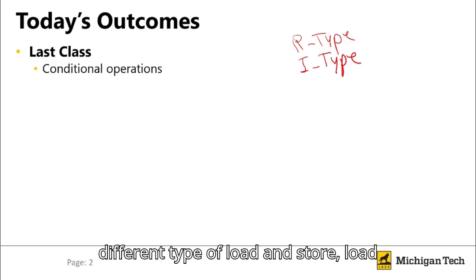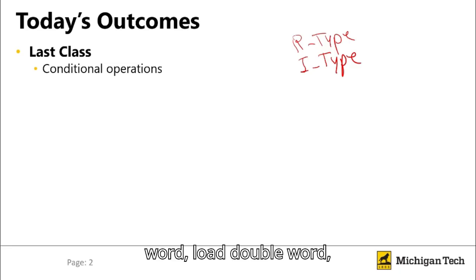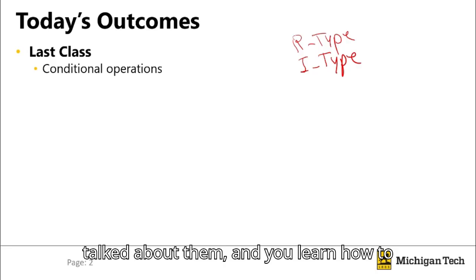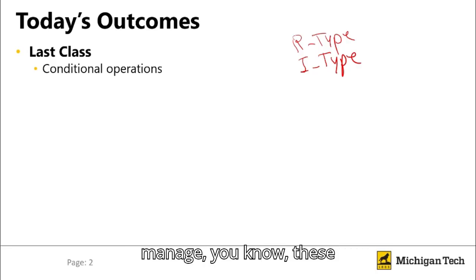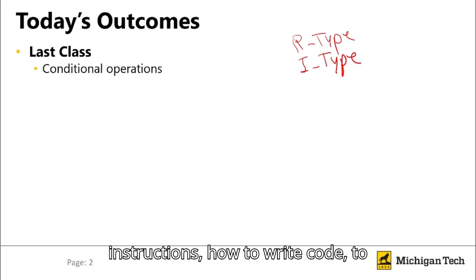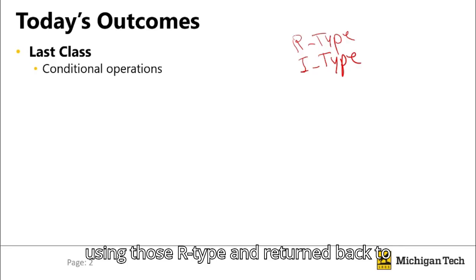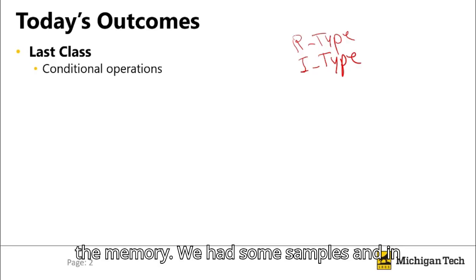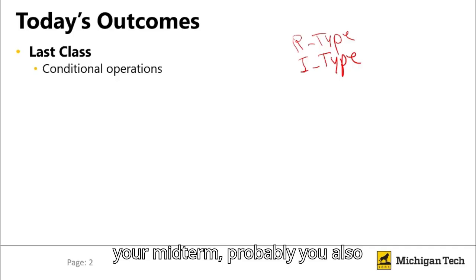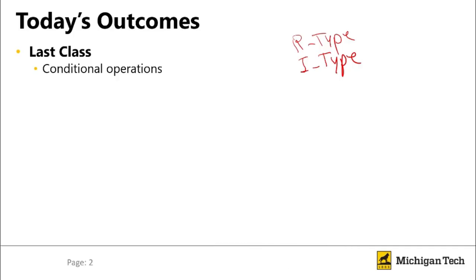However, we have different types of load and store: load word, load double word, and store the same. We already talked about them, and you learned how to write code to access memory, bring data inside the CPU, work on it using R type instructions, and return it back to the memory. We had some samples, and in your midterm, you probably encountered some of them.